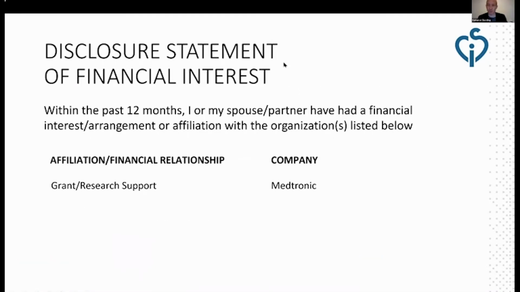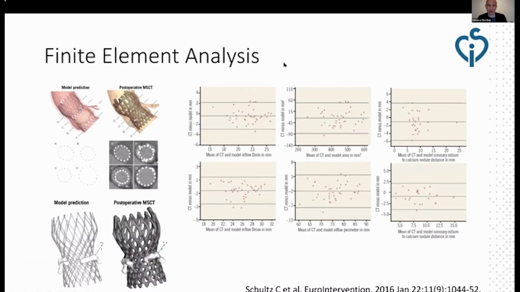So I just wanted to run over some of the background clinical data that we have for the patient-specific computer simulation. The first component that we have with the computer simulation is called the finite element analysis. This is basically where we create an aortic root model from the preoperative CT scan, and then we simulate the interaction with the transcatheter heart valve.